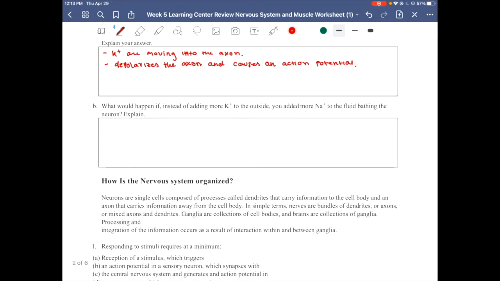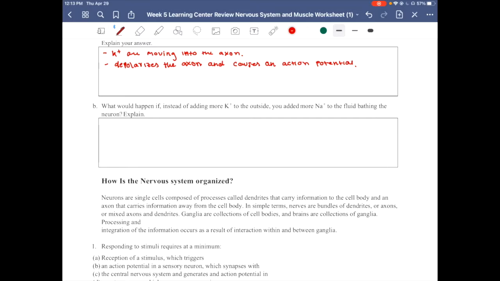And for the next question, it's saying instead of adding potassium to the outside, we're adding more sodium to the bathing fluid of the neuron. As we've talked about before, the sodium ion cannot be added without a counterbalancing ion, so we would need to add something like sodium chloride. So before, the axon is more permeable to chloride, and the ions would move in and hyperpolarize the cell.